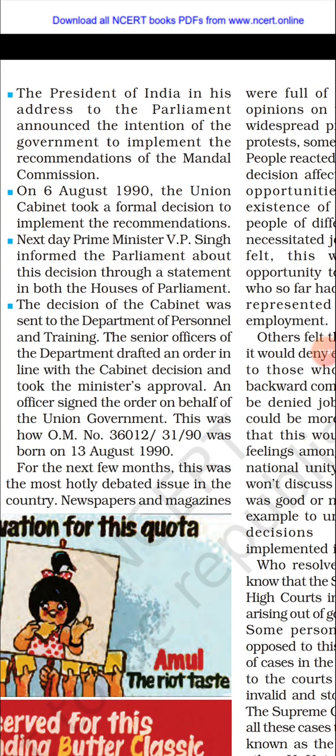Then the senior officers of the department drafted an order with the approval of the Prime Minister, and this order was born on August 13, 1990. This is how the decision was taken. Because we have already discussed, whenever the Prime Minister takes any decision, he has to first discuss it with his cabinet ministers, and he has to inform the President. So with the President and cabinet ministers, the Prime Minister will take a decision, and then that decision has to be announced in the Parliament. Then the officers in charge will draft the decision or the issue, and then they will issue the order.